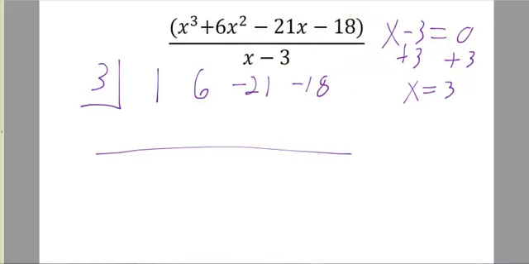And then what we'll do is we'll draw a line. We bring the first one down. This becomes a 1. And then what we're going to do is multiply our 3 by our 1 and then add it up here. So 3 times 1 is 3. Then you add it. We get a 9. And then we take the same thing, our 3 times 9, and put it in there and add it up. 3 times 9 is 27. And so we get a 6, adding these together.